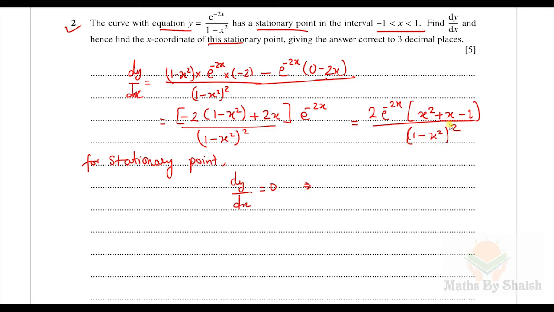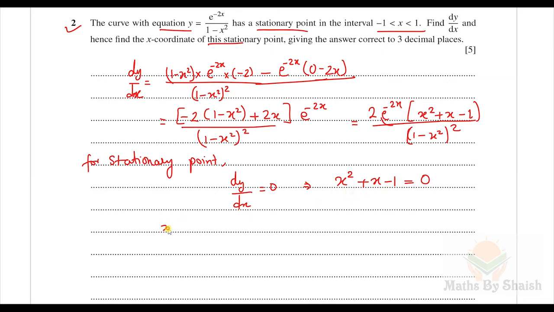The denominator cannot be 0, because x is between -1 and 1, not taking 1, so it will not be 0. The exponent is also never going to be 0. The exponential function e raised to the power -2x is never going to be 0. So the only possibility for dy over dx to be equal to 0 is x square plus x minus 1 equal to 0. We need to solve this to get the stationary value.